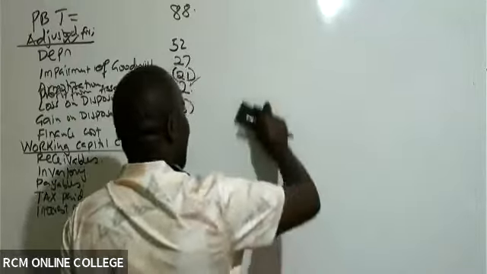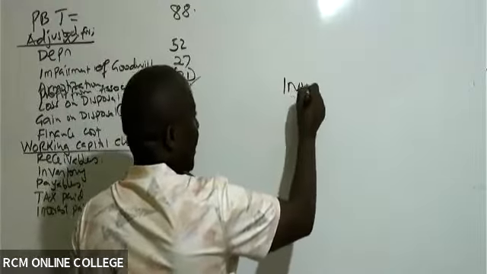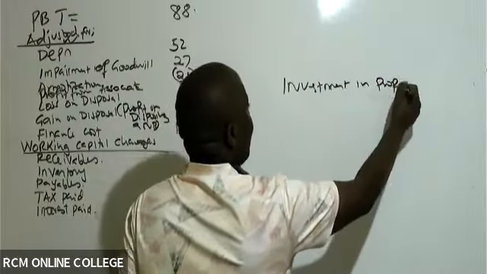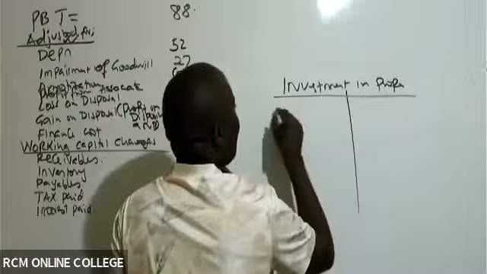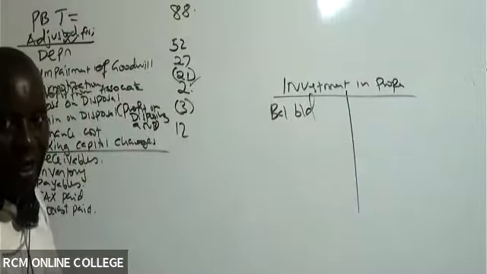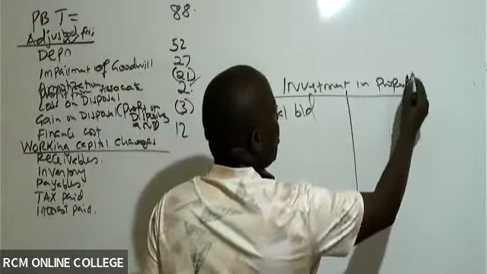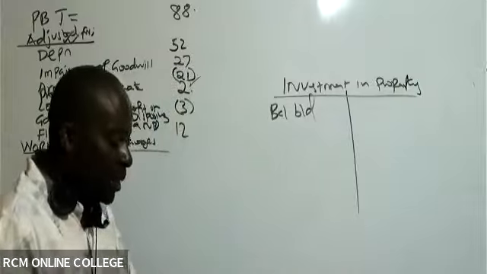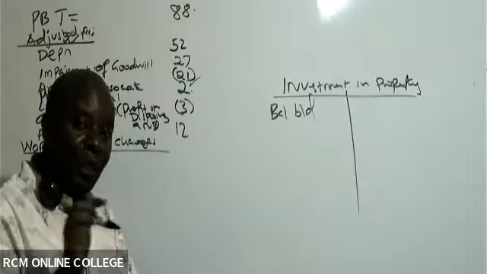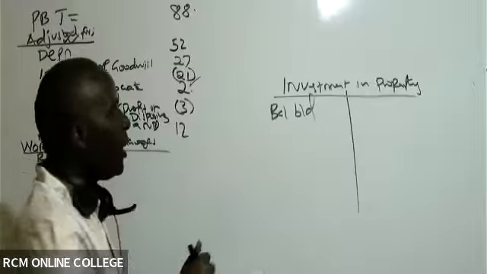But when you are doing your investments, you'll be able to see it. So investment in property, this is an asset. Please bring down the balance. Balance brought down is how much? Remember, brought down is 2021. So investment properties brought down, here we have 60.